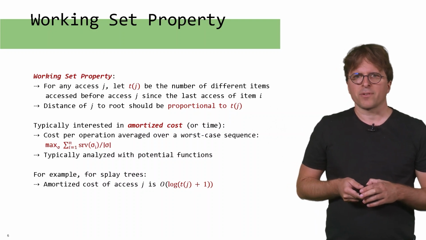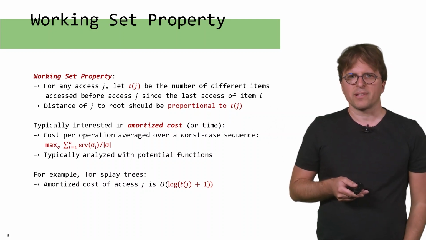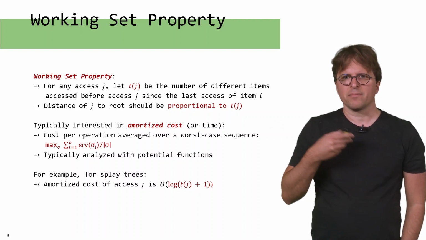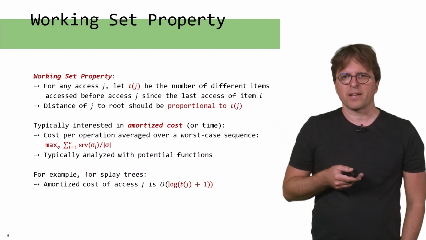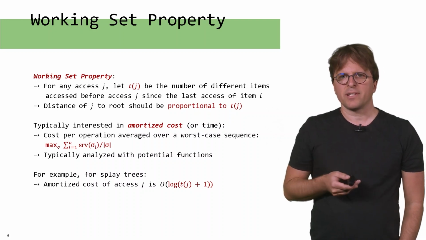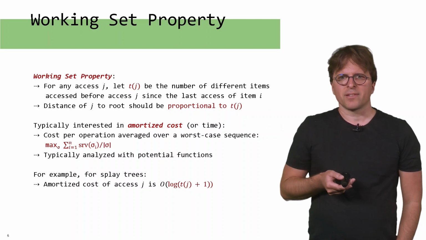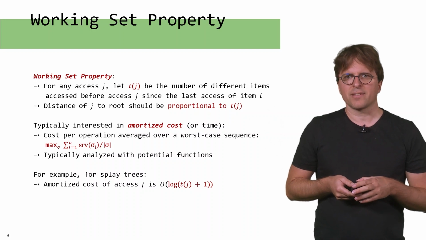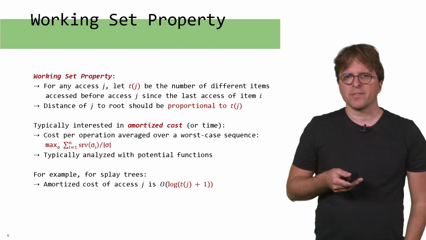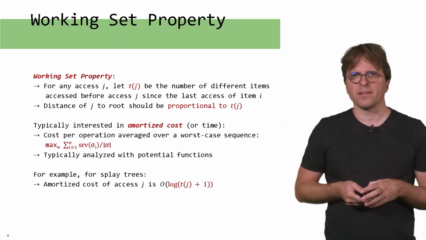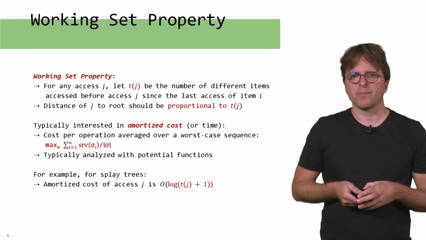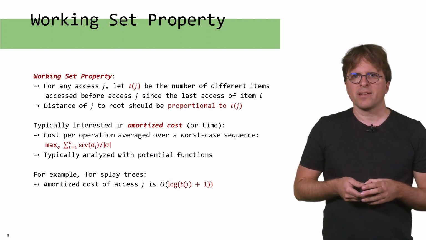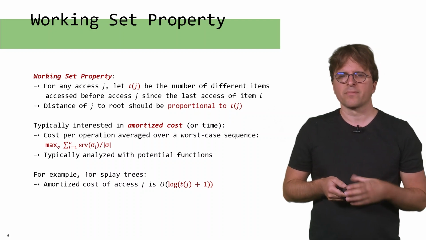So for example, for splay trees, it can be shown that the amortized cost of accessing item j is logarithmic in the number of accessed items t_j plus 1. So this is quite nice. So the amortized cost is logarithmic in how recently it has been accessed. So this is proportional to what the working set is about, like how many items have been accessed in the meantime. And if it's not many, then this means that we are still close to the root.